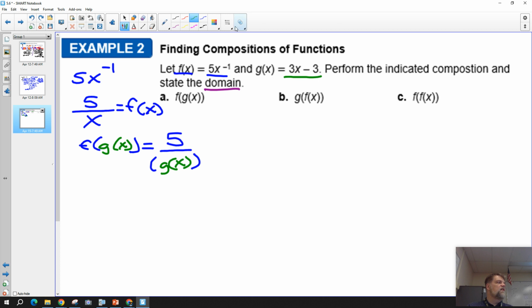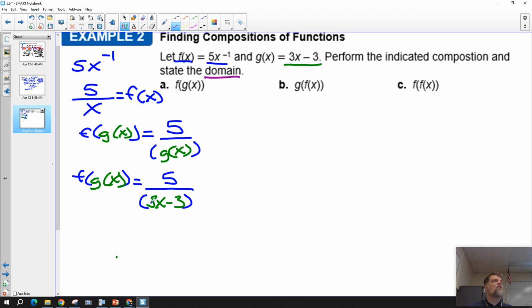All right. So on the next line, I'm going to say f of g of x is equal to 5 over, in parentheses, what's g of x? 3x minus 3. Okay? Now to state the domain, so that's it. That's all we're asked to do. We're not plugging in any numbers this time.